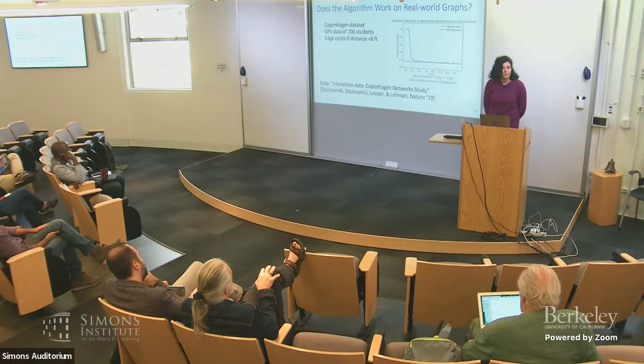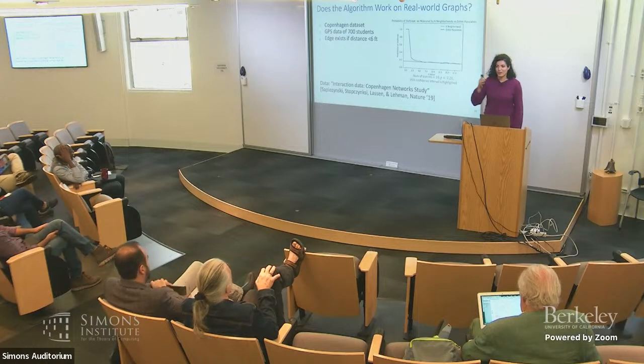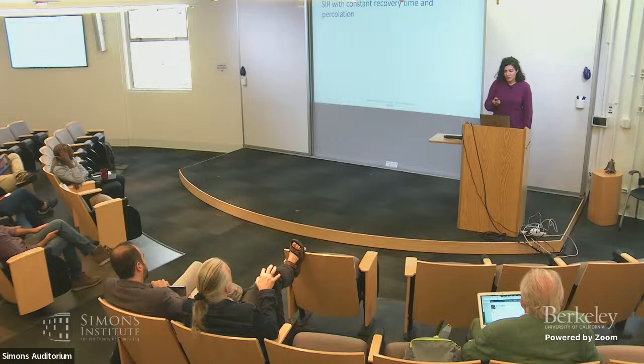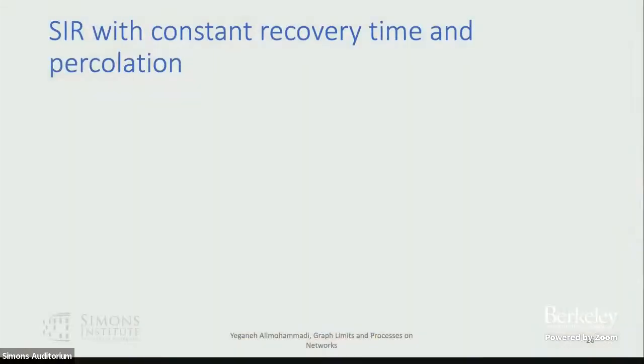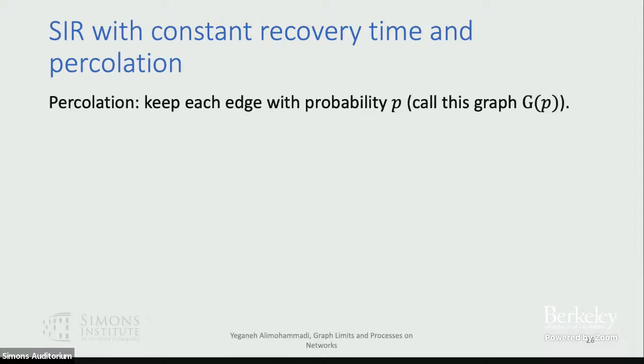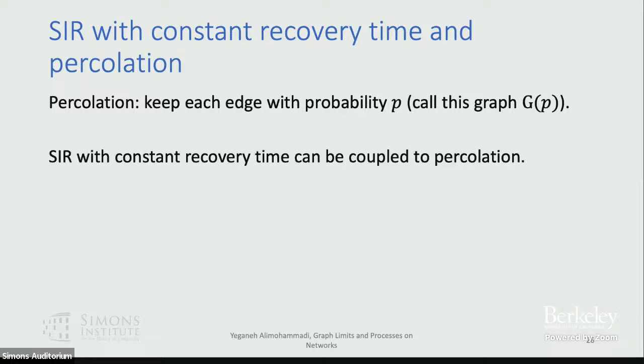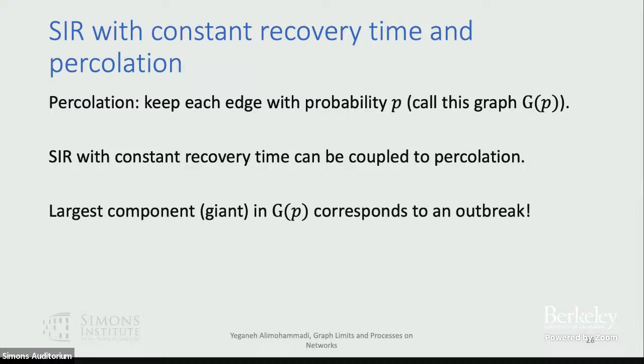If there are no more questions, I can get to some high-level ideas. When we have SIR with constant recovery time, it connects to a very well-known notion for mathematicians, which is called percolation. In percolation, I keep each edge with the same fixed probability P, and I call that G of P. One can show that SIR with constant recovery time can be coupled to this kind of percolation. So instead of looking at outbreak size in a dynamic infection process, I can look at the largest component, or the giant component, in the corresponding G of P.